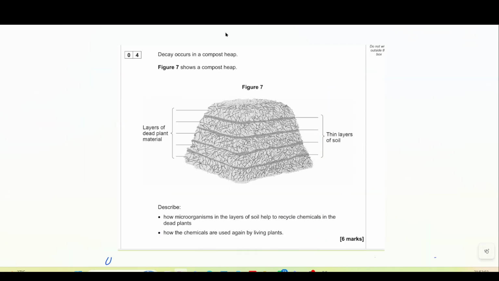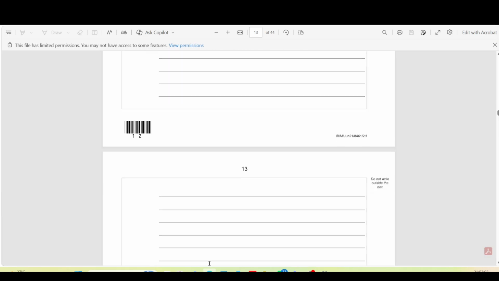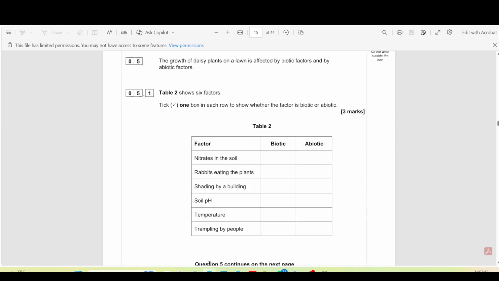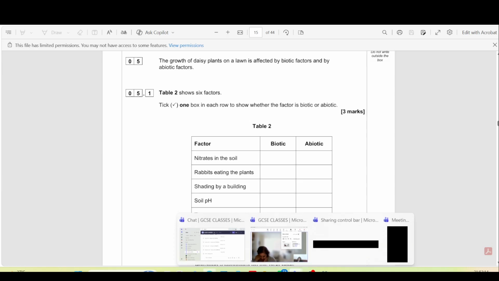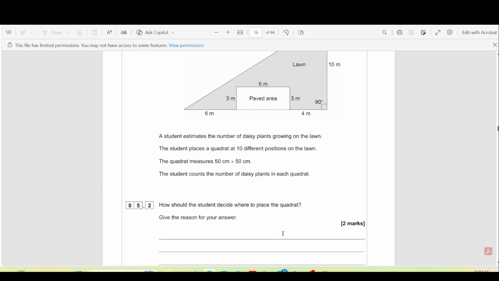Yeah. Okay. The growth of daisy plants on a lawn is affected by biotic factors and by abiotic factors. Tick one box in each row to show whether the factor is biotic or abiotic. Nitrates in the soil, abiotic. Rabbits eating the plants, biotic. Shading by building, abiotic. Soil pH, abiotic. Temperature, abiotic. Trampling by people, biotic. Absolutely correct.